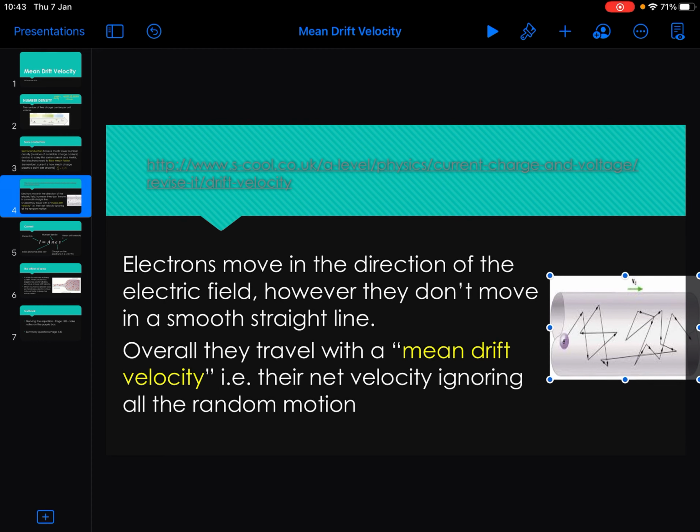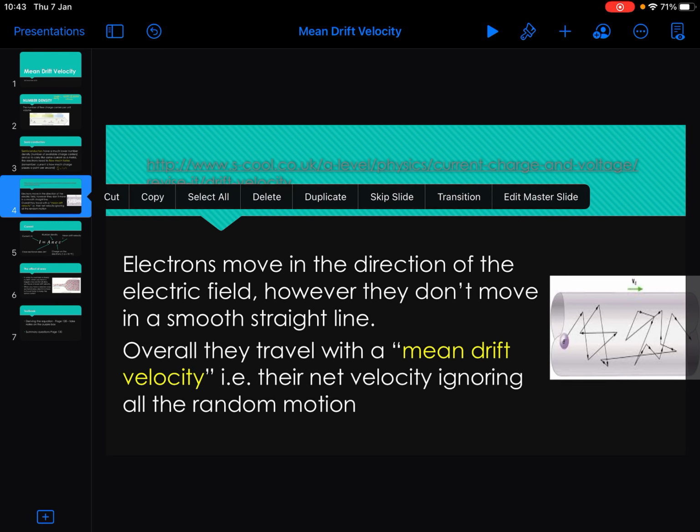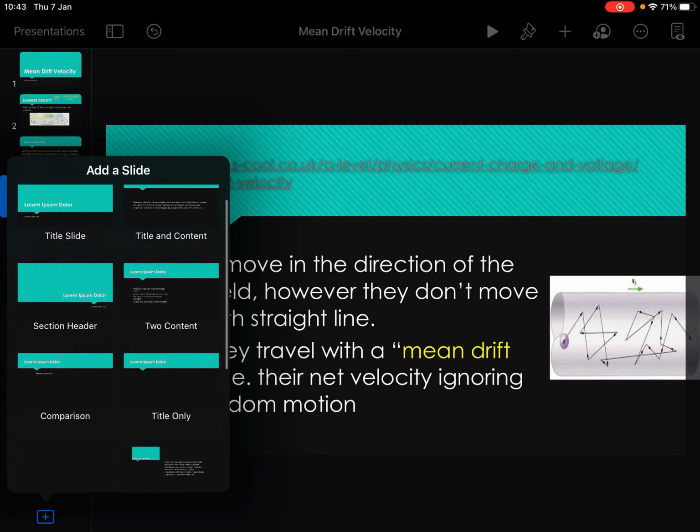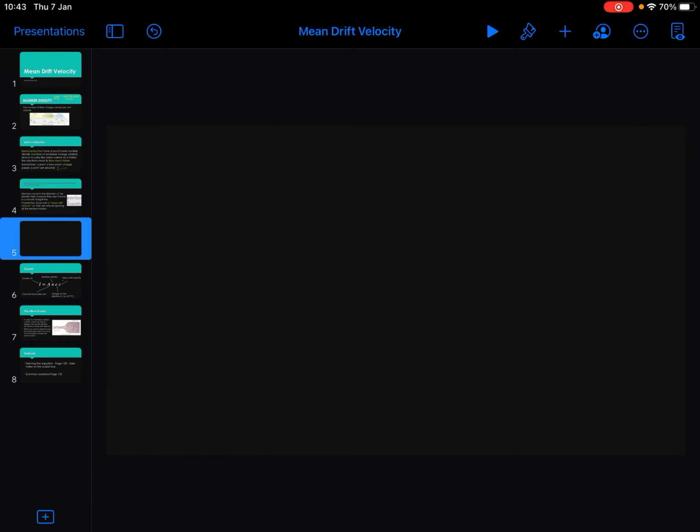So electrons move in the direction of an electric field. However, they don't move in a smooth, straight line. Overall, they travel with a mean drift velocity, i.e. their net velocity ignoring all the random motion. Now you might be thinking, what on earth are you talking about? So I'm just going to basically draw you a diagram, and then I'll go back to the slide so you can make notes.